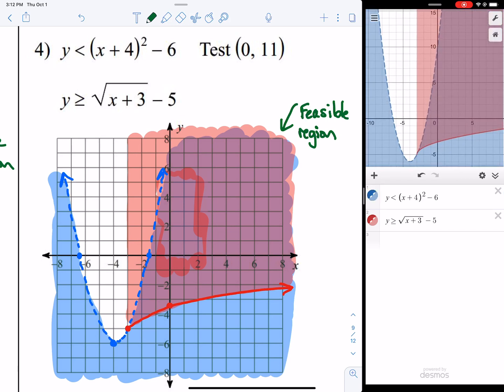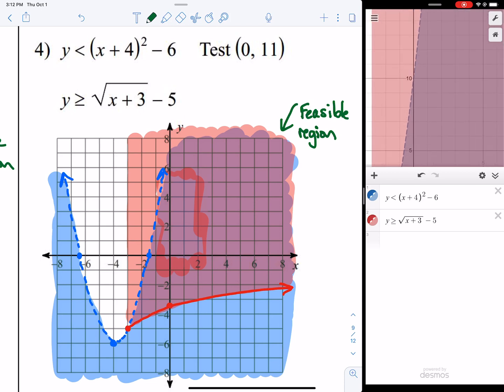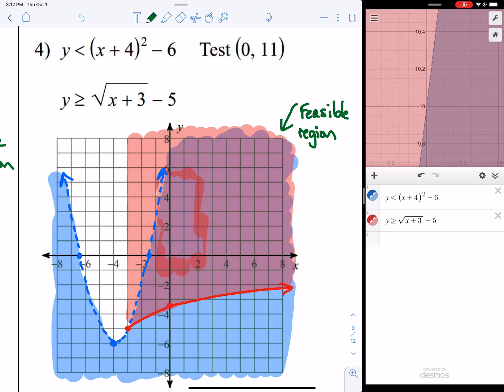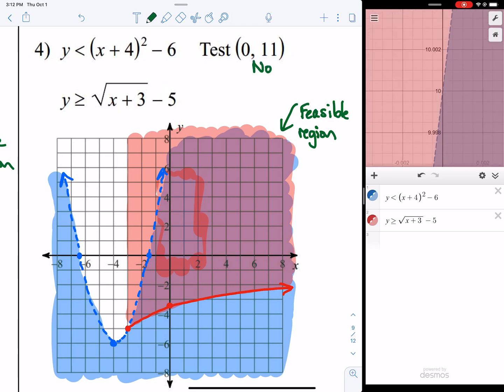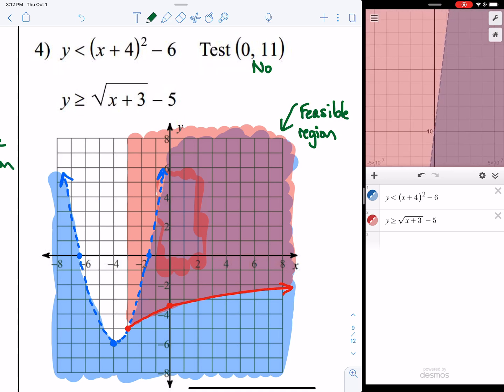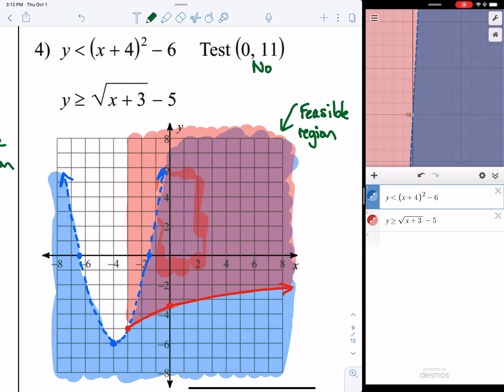It's hard to look at our paper because it goes off of our paper. So (0, 11) would actually be, let's zoom in a little bit. It's a y-intercept at 11, but notice it's barely outside of our feasible region. So that would actually be a no. I can't get it to click on there, but you can just tell that it's right outside of that feasible region. Okay, so that's it for the examples for this part.